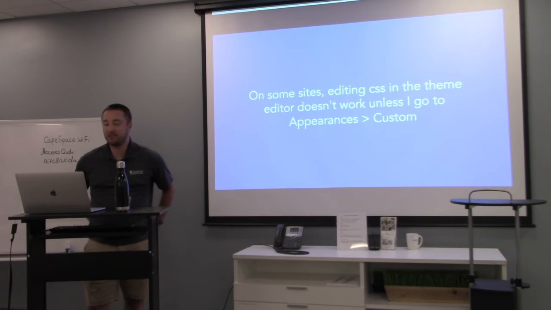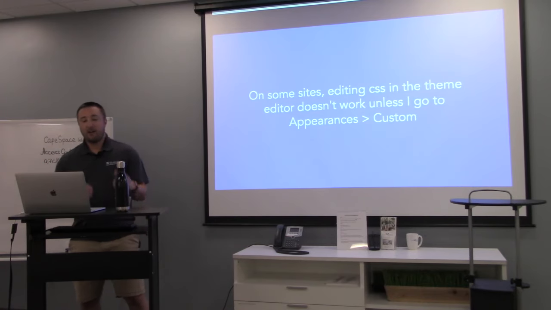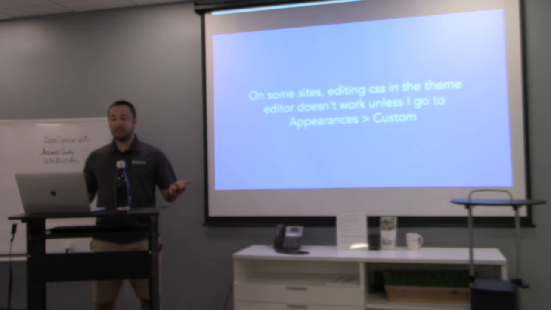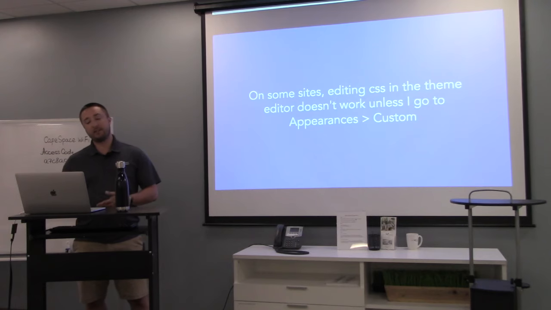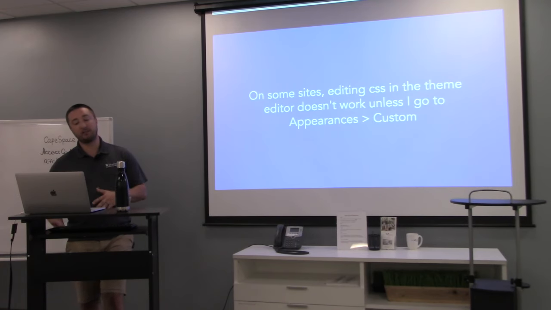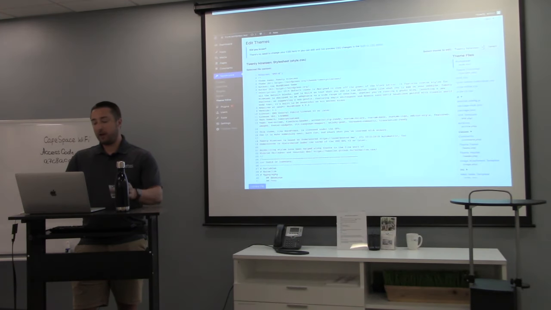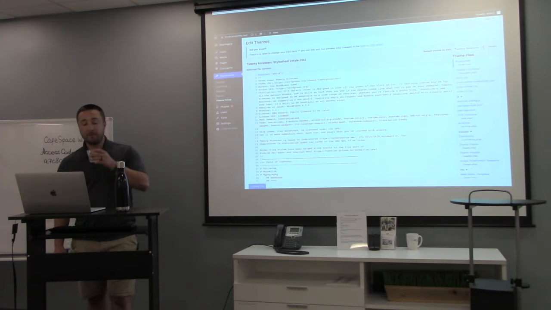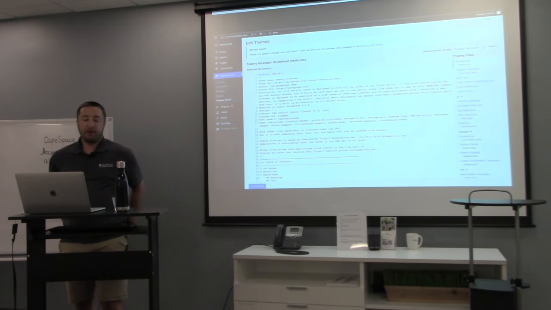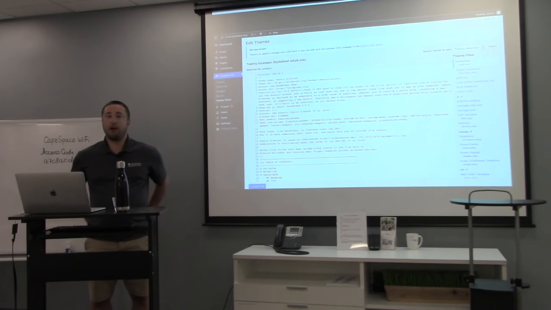So someone asked, on some sites, editing the CSS in the theme editor doesn't work unless I go to Appearance, Customize. So what I'm going to do is go through the different ways you can change CSS on your site. The first way is if you go into the theme editor. This may not be available to you. It depends if it's enabled on your site or not.